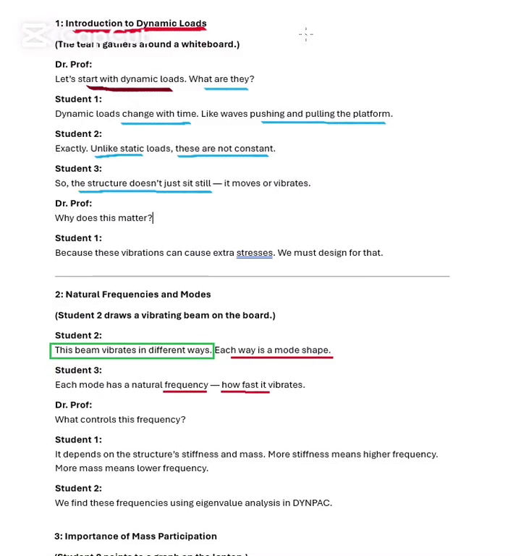So here now we will talk about the introduction to dynamic analysis.